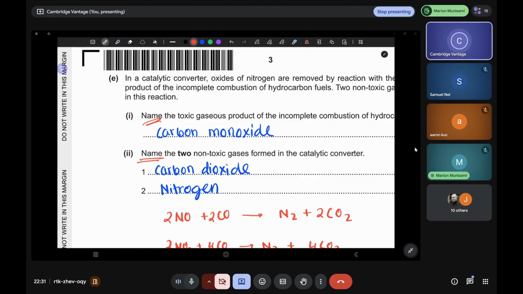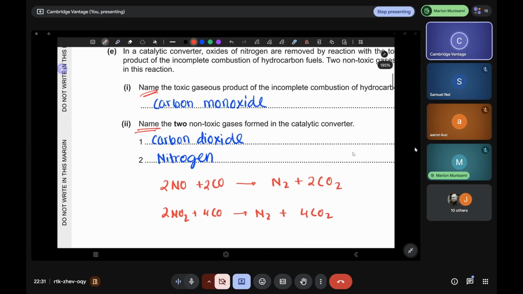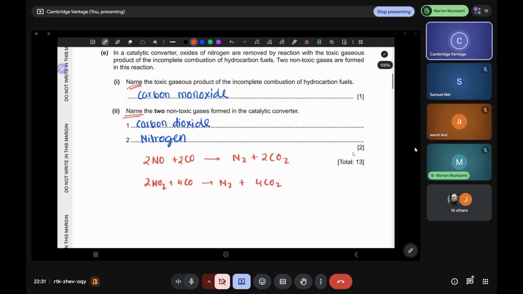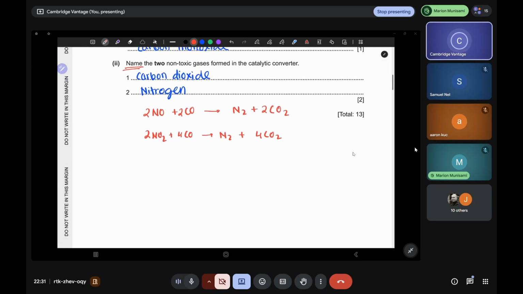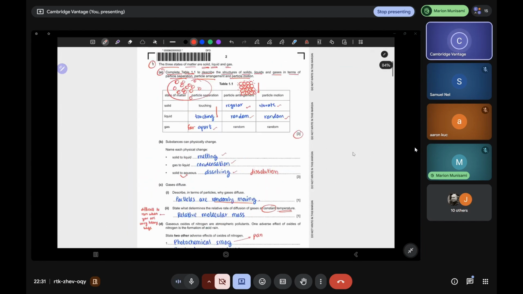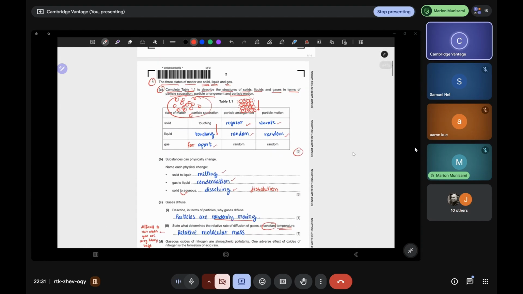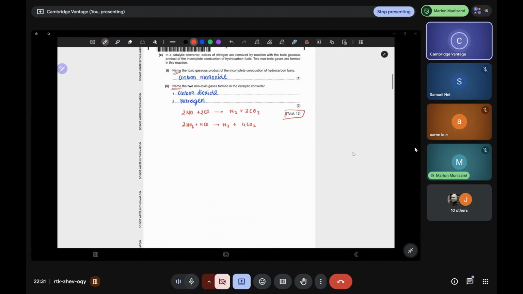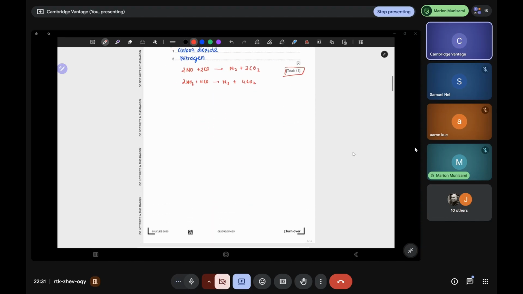They write the correct answer, but they write it in the wrong format. That is why they end up losing very crucial marks, because these are marks that you should be scoring in the exam. And with that, we end the first 13 marks of the paper. If anyone wants me to go through any of the previous questions, do let me know. If not, a thumbs up means we move to the next one.